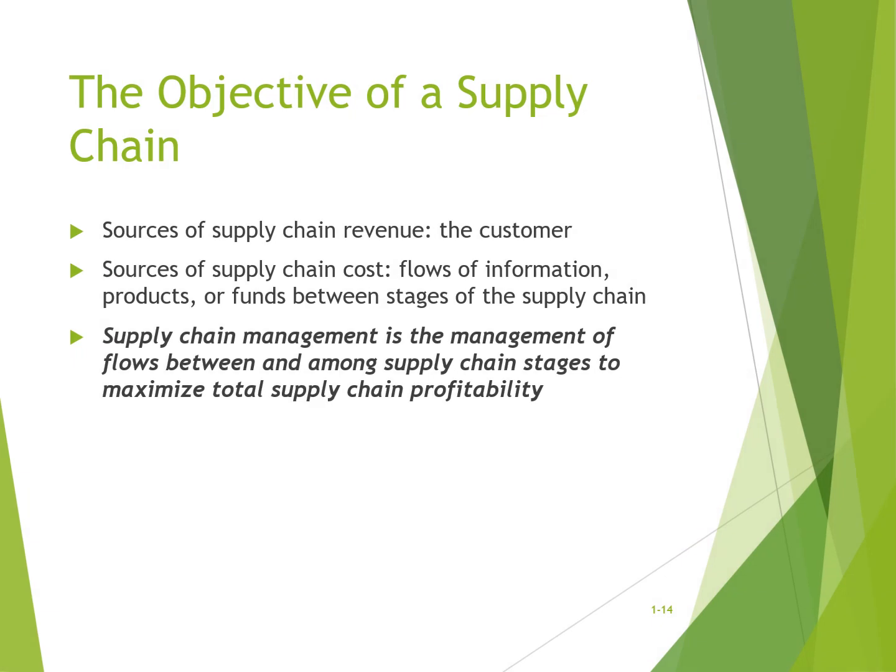So mainly the source of supply chain revenue is the customer, and flows of information, products, and funds occur between stages of the supply chain. So thus we conclude that supply chain management is the management of flows between and among supply chain stages to maximize total supply chain profitability.